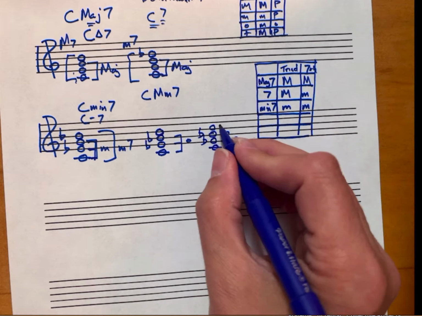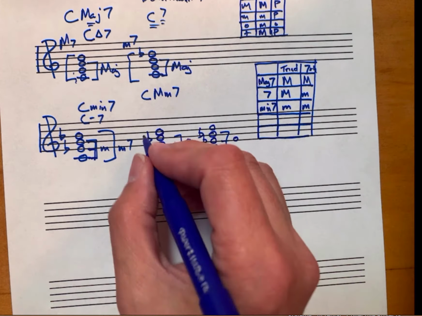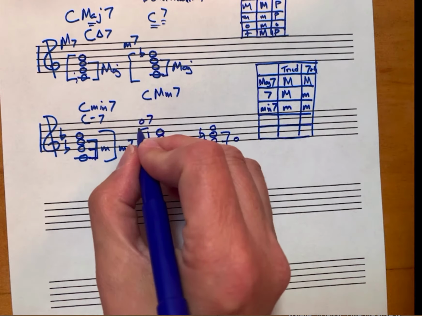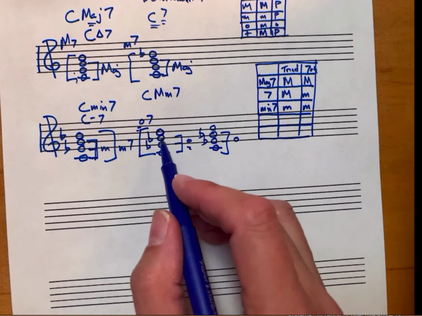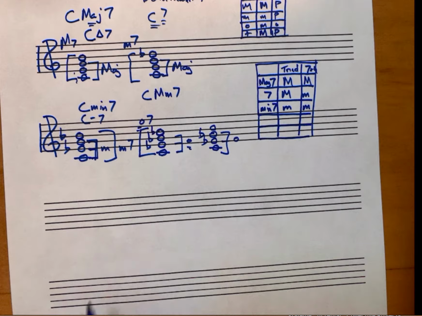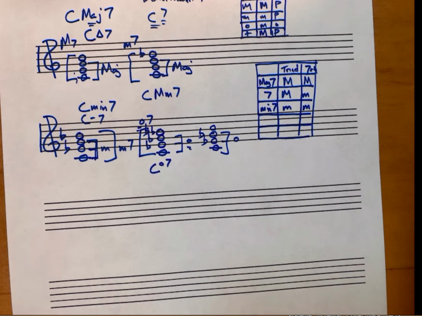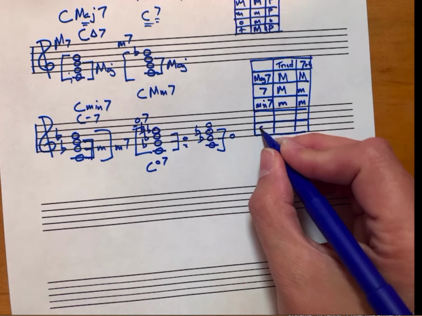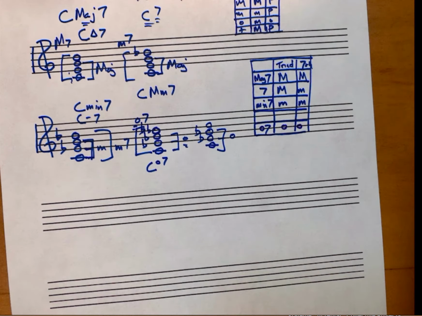I'm going to do this one over here first. I am going to make a diminished 7. So diminished triad with a diminished 7. C to B we know is a major 7. C to B flat will be a minor 7. C to B double flat will be a diminished 7. And this chord now is C diminished 7. I'm going to do this on the bottom row. A diminished 7th chord is a diminished triad with a diminished 7th.